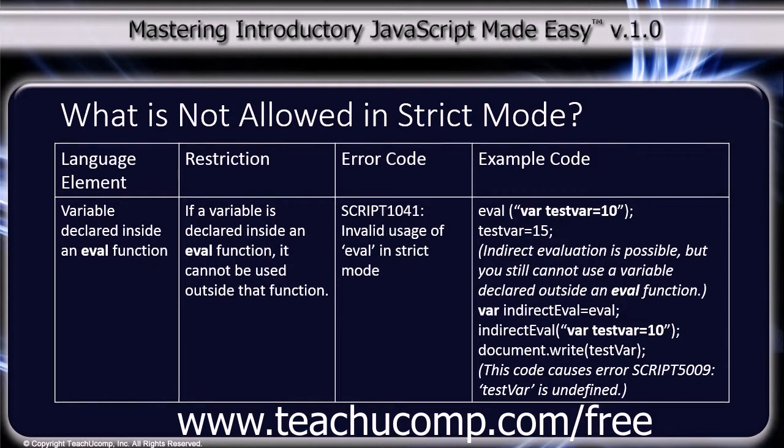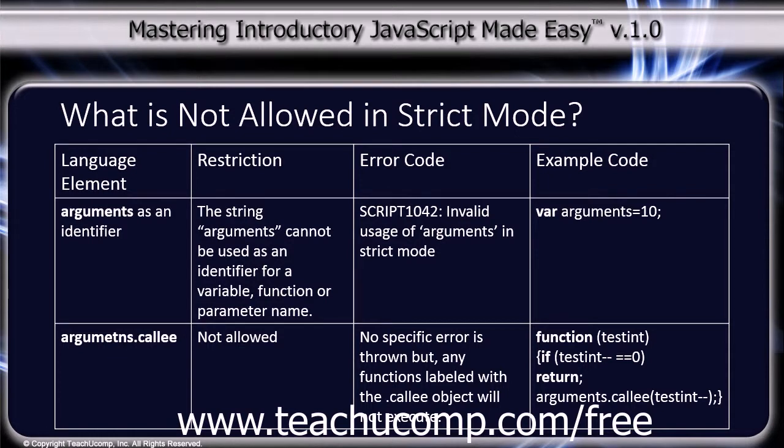Variables declared inside an eval function. The restriction: if a variable is declared inside an eval function, it cannot be used outside that function, and we'll throw error code script 1041, invalid usage of eval in strict mode. And the example code showing what will not work.